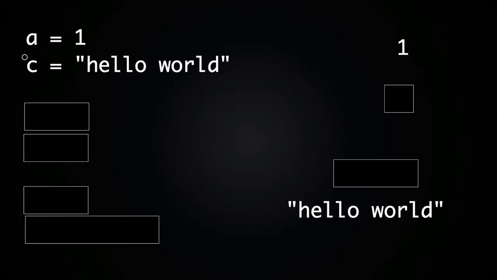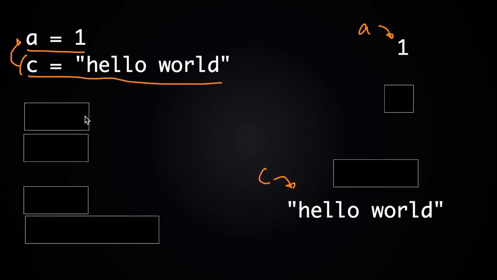Is it possible for us to assign a variable to another one? The answer is yes. So here, if you write a equals 1, a of course refers to 1, and then c equals hello world, c refers to hello world. And what happens if you write f equals a? What happens then is this means the variable f, the name f, refers to the value a is referring to. So f refers to 1 now.